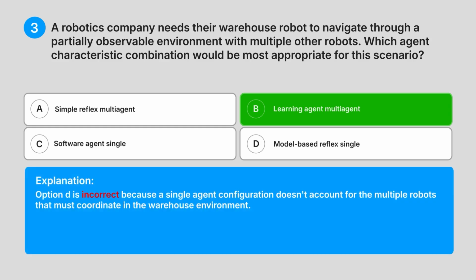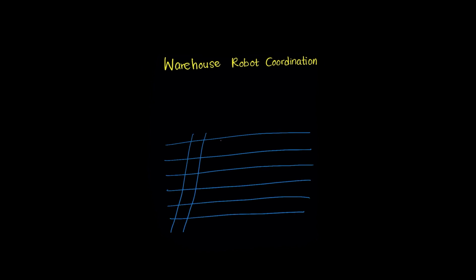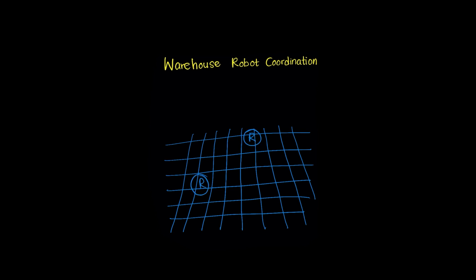Option D is incorrect because a single agent configuration doesn't account for the multiple robots that must coordinate in the warehouse environment. This is a critical concept for multi-robot systems, so let's dig into why learning agents in multi-agent settings work best. In a warehouse with multiple robots and partial observability, each robot can only see its immediate surroundings, not the entire warehouse. Simple reflex agents would constantly collide because they only react to current inputs without memory or planning.